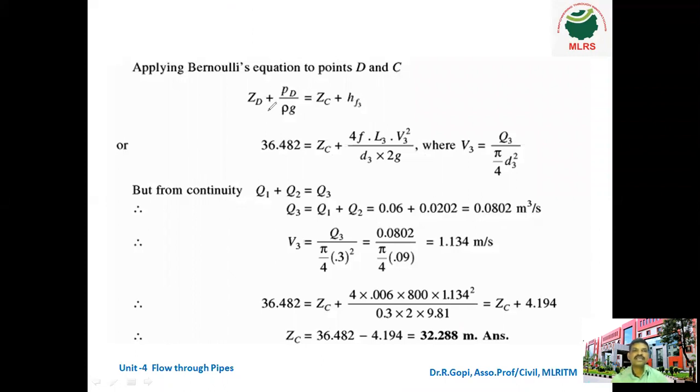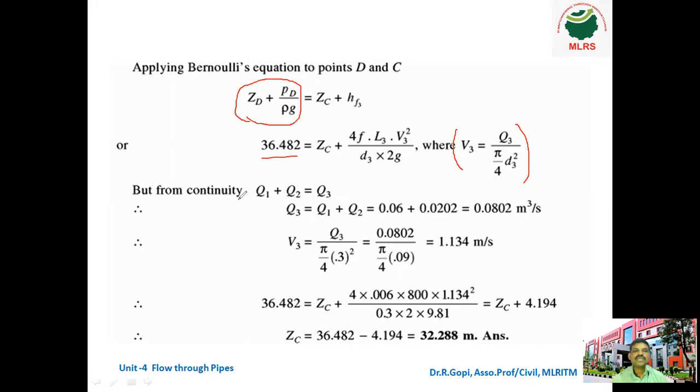So write the equation: ZD plus PD by rho g equal to ZC plus hf3. We already calculated the piezometric head of point D, which is 36.482, equal to ZC plus 4f L3 V3 square divided by 2g D3. We know V3 is equal to Q3 divided by area 3, that means pi by 4 into D3 square.